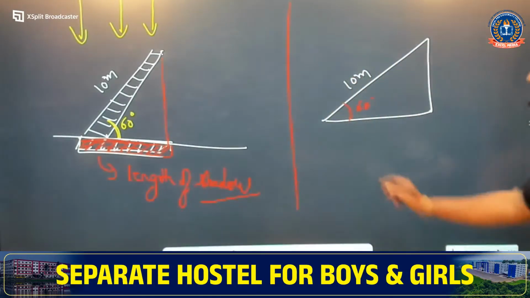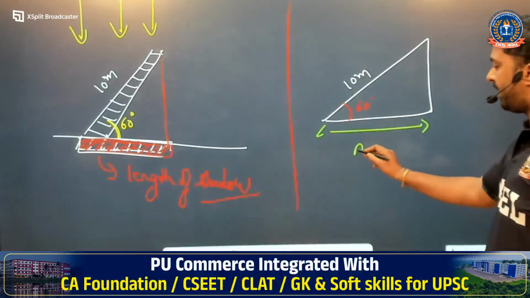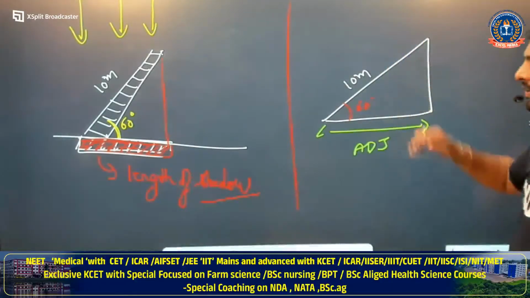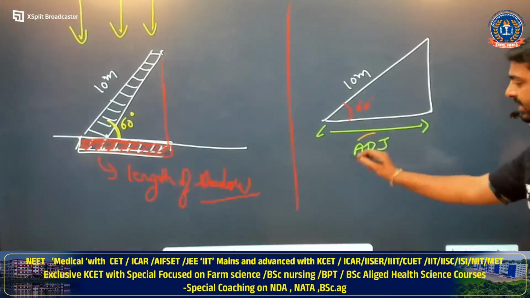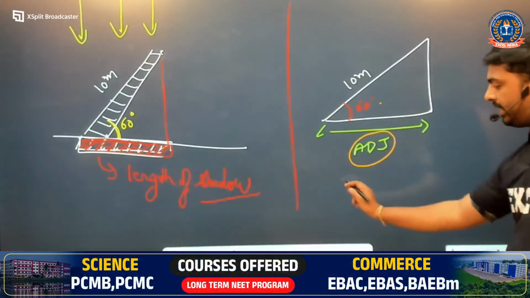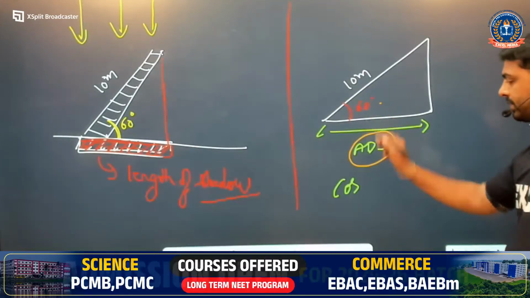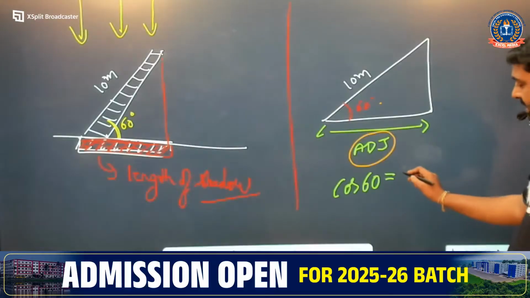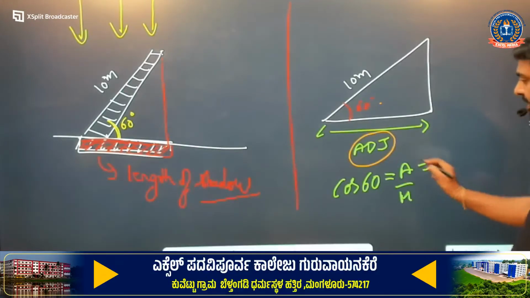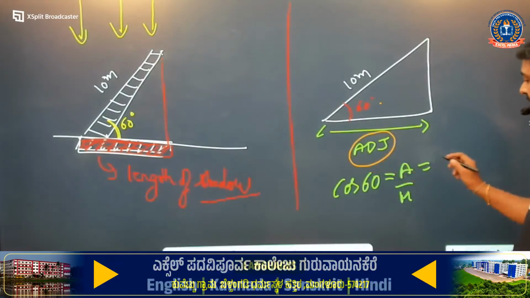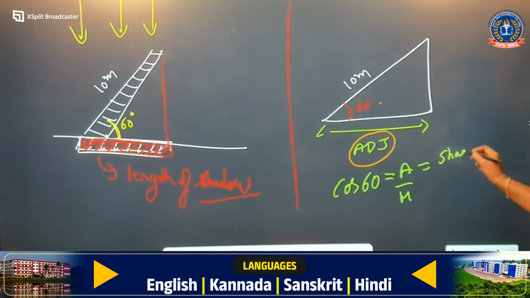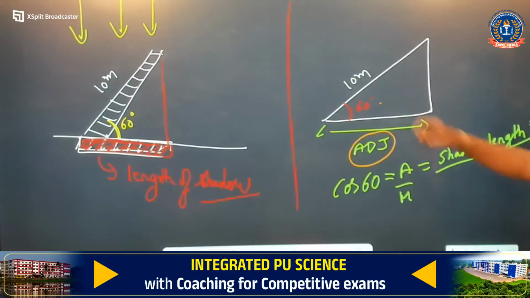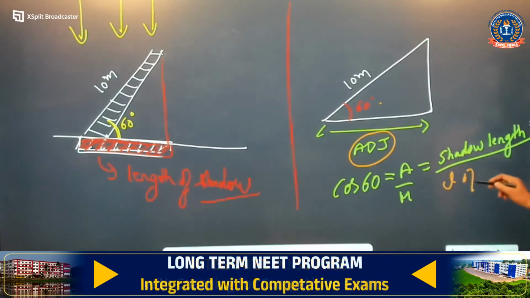Okay, so I need this shadow part. The shadow part will be our adjacent side, right? Which function relates the adjacent side with the angle? Yes, cos. Cos, what is the angle here? 60. What is cos theta? It is adjacent by hypotenuse. So adjacent side, how much? We don't know this. Adjacent side is nothing but shadow length, correct? And what is h? H is the length of the ladder.